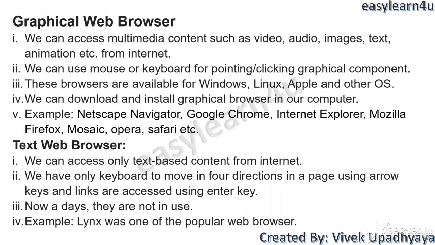Now, the graphical web browser. It works in a graphical environment where we can work with multimedia content like video, audio, images, text, animation, etc. And we can work with the mouse as well as the keyboard to point and click on graphical components. These browsers are available for Windows, Linux, Apple, etc. And we can download and install graphical web browsers on our computer. Examples of graphical web browsers are Netscape Navigator, Google Chrome, Internet Explorer, Mozilla Firefox, Mosaic, Opera, Safari, etc.